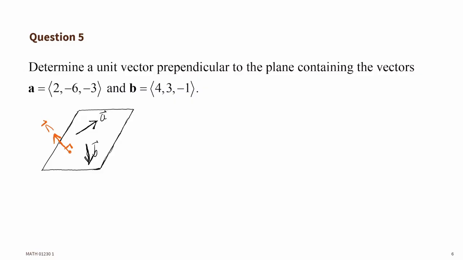Then what do we know about the relationship between n, A, and B? I'm not there yet. If n is perpendicular to the plane, it would have to be perpendicular to A and perpendicular to B, right? And a vector perpendicular to two vectors is the cross product. That's how we're going to find this vector. Now, of course, they want a unit vector, so once we find the vector, we'll normalize it.